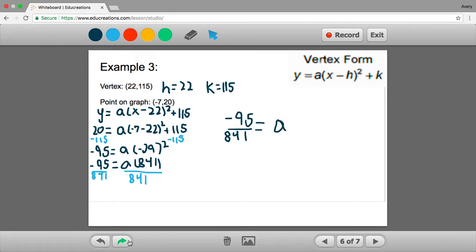So now we're going to finish the problem by writing our equation. So y equals negative 95 over 841 times x minus 22 squared plus 115.